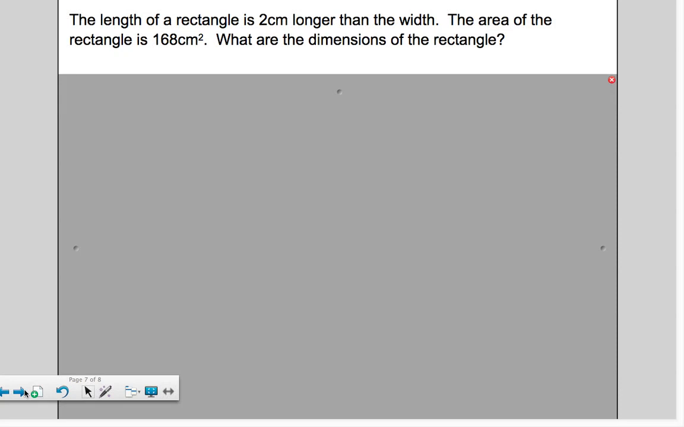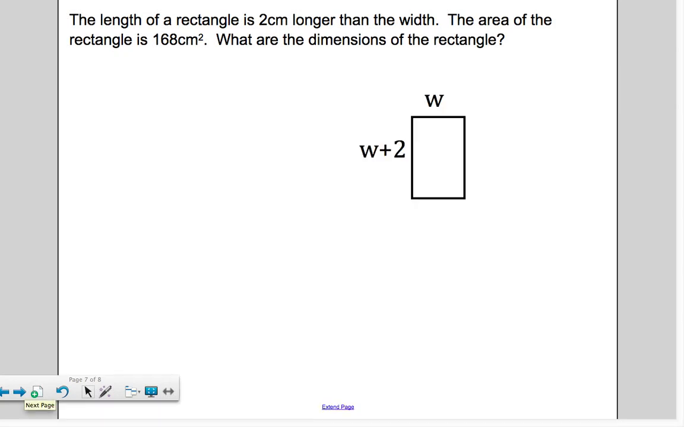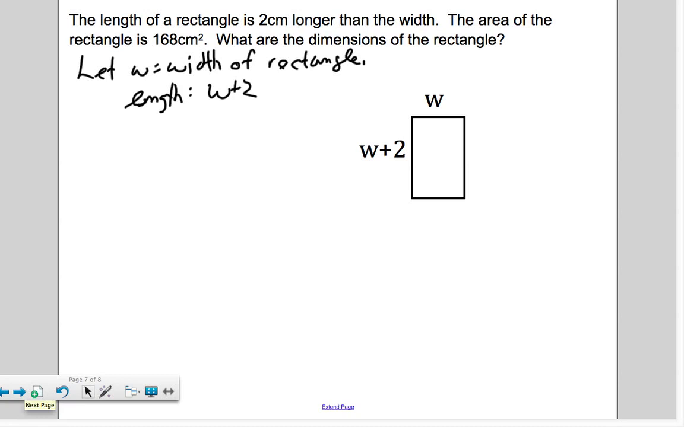So basically, I'm going to label the sides on my rectangle. We're going back to grade 9, solving equations. Let W equal the width of the rectangle, right? What do we know about the length then? Well, in this case, it's W plus 2, right?